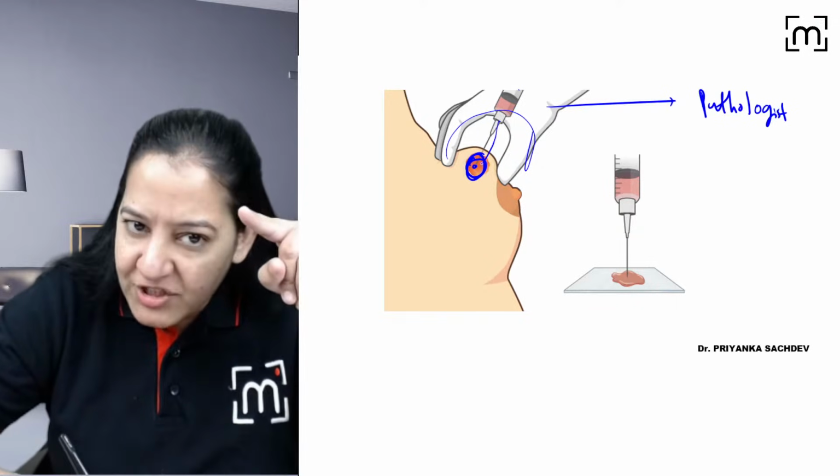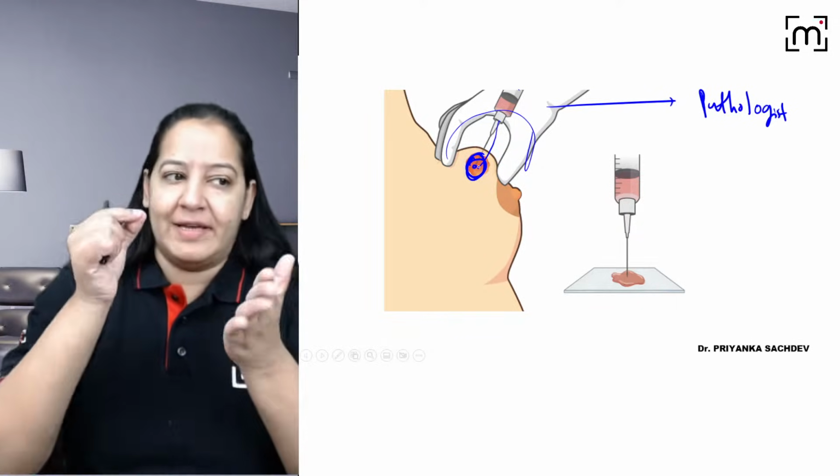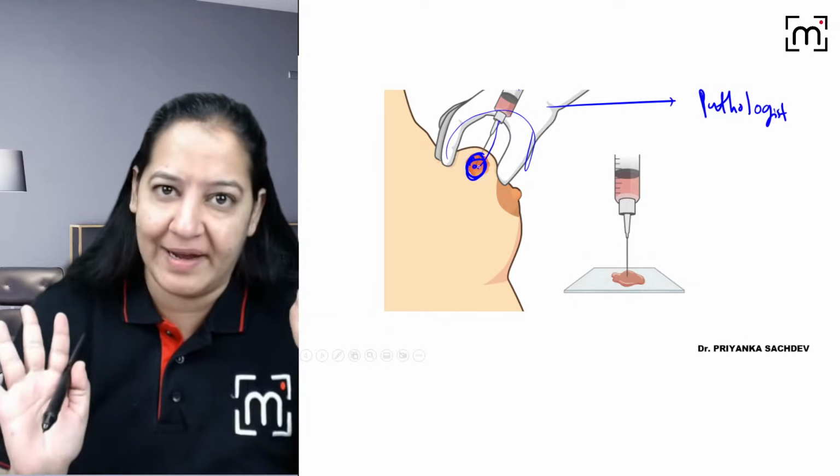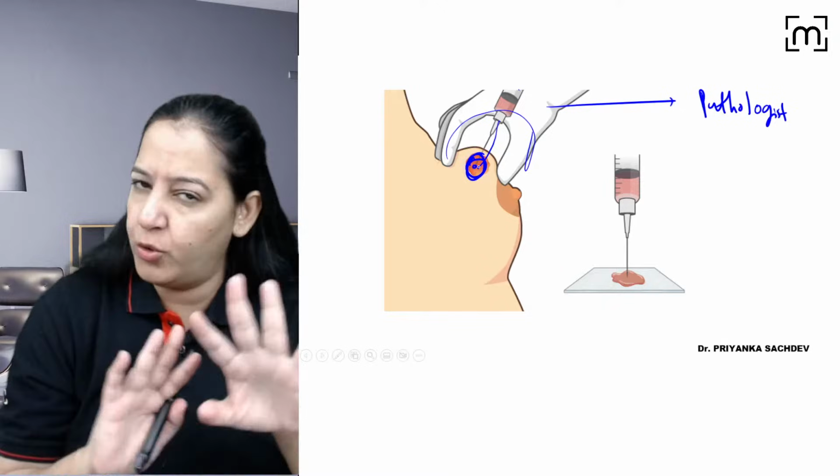You just put the needle into the lump and do a to-and-fro movement. After that, it is a little bit painful. We don't give any anesthesia usually. The lady has to bear a little bit of pain. We don't give any anesthesia.